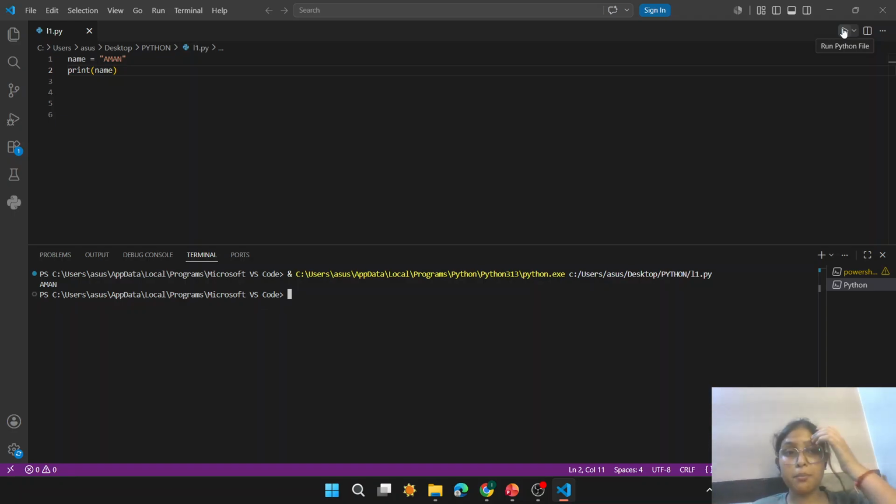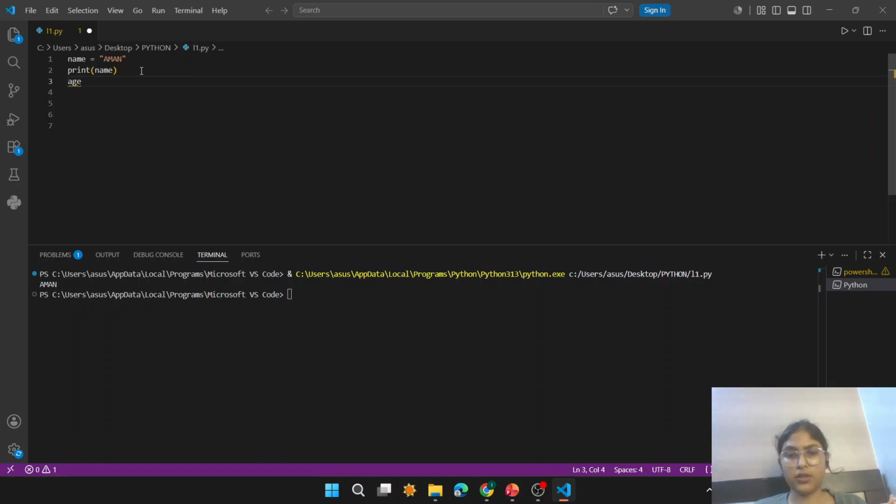Whenever we write print name, print here is the function. Python prints the name Aman. Whenever we use the print function, it is for printing whatever we have stored inside these brackets. Since I want to print the name Aman, I have created a variable. So I am printing the variable so that the value comes out. So print is a function. Remember that.